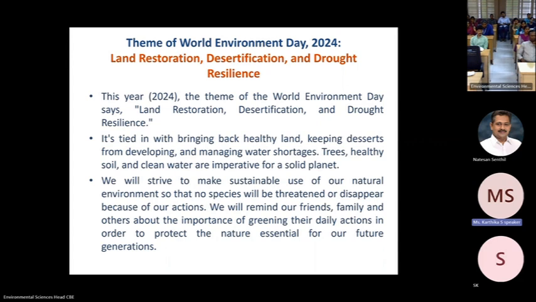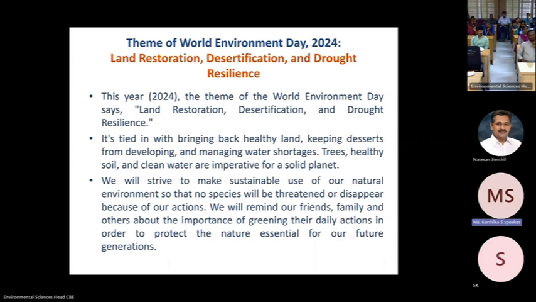What will be happening? So we will strive to make sustainable use of our natural environment so that no species will be threatened or disappear because of our actions. Is it possible? But we have to do it. No other option. We will remind our friends, family, and others about the importance of bringing daily actions in order to protect nature, essential for our future generations. Only in the past 30 years, this much deterioration happened. Not earlier, just like that.